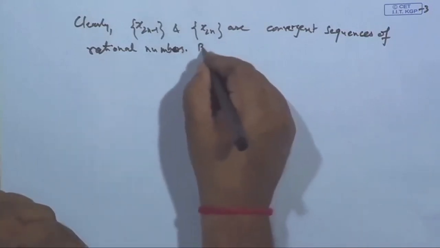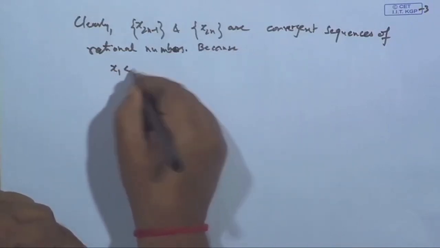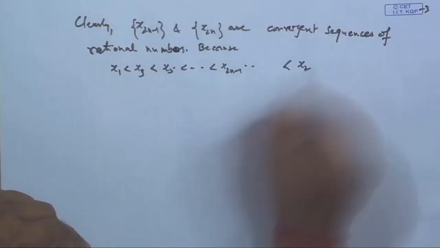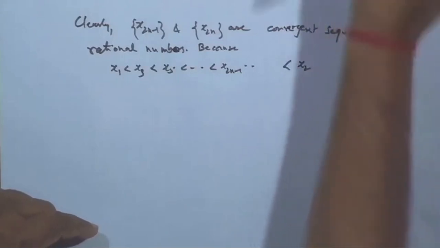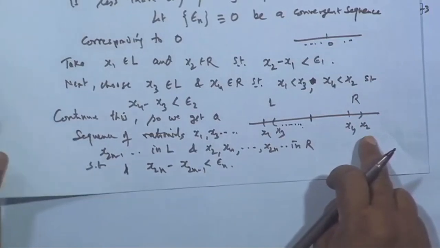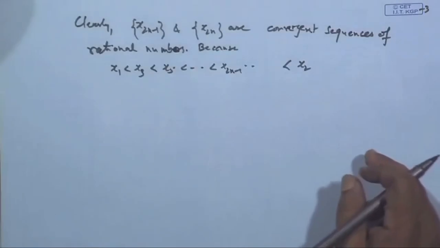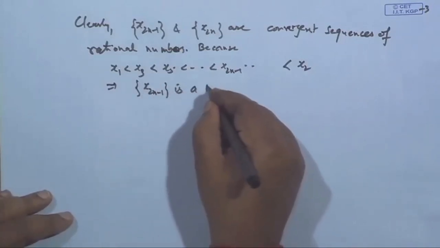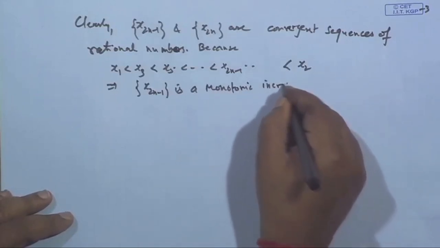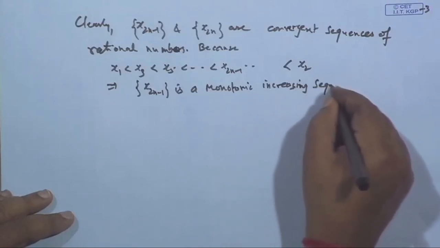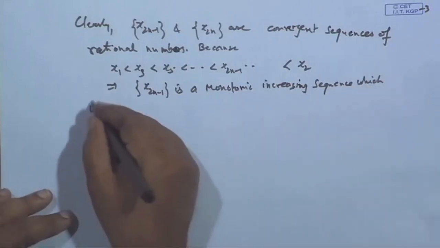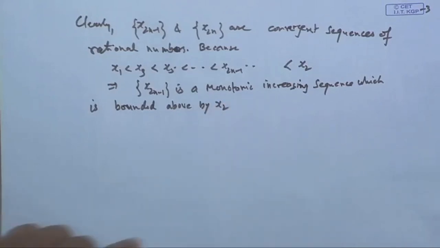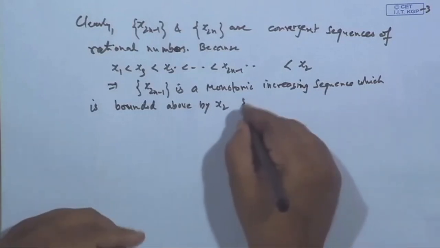because x 1 is less than x 3, is less than x 5, and so on, x 2 n minus 1, and all are less than x 2. x 2 lies in R, so whatever sequence you are choosing in L, every element will be less than the element x 2. Now, this implies the sequence x 2 n minus 1 is a monotonic increasing sequence, is it not, which is bounded above by x 2. And we know every monotonic increasing sequence which is bounded above is convergent. So, it is convergent.